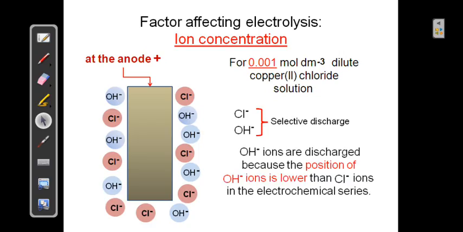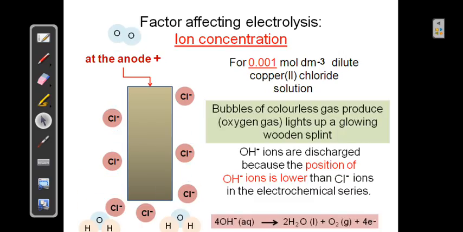So OH ions will be discharged because the position of OH ions is lower than chloride ions in the electrochemical series. So now you look at this. For any solution that is in dilute form, the position of the ions in the electrochemical series will take hold. So in this case, the hydroxide ion will be discharged.